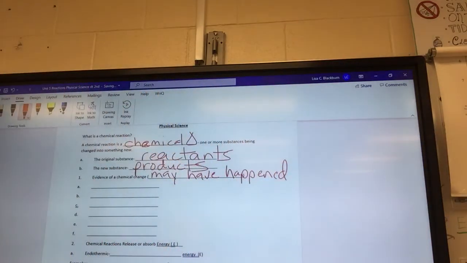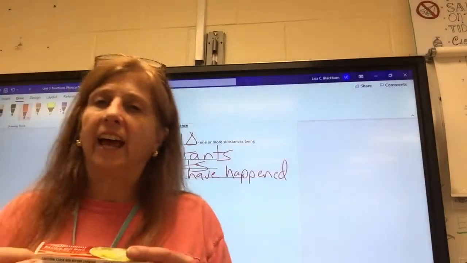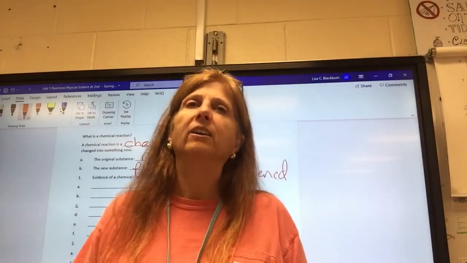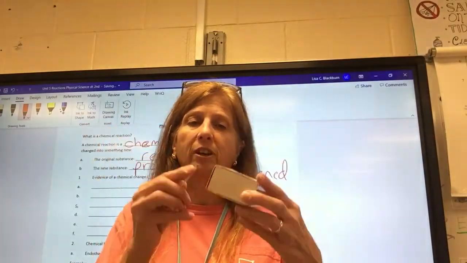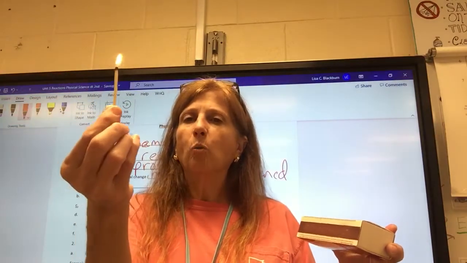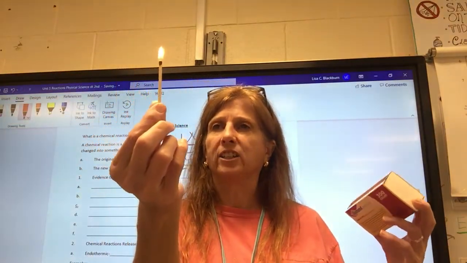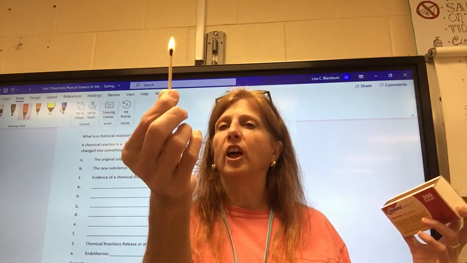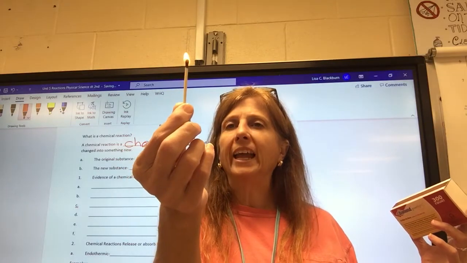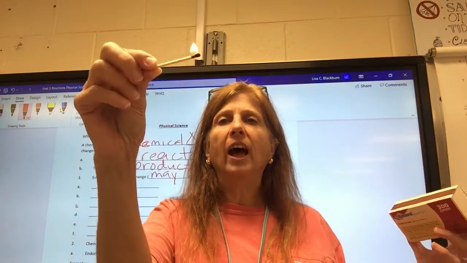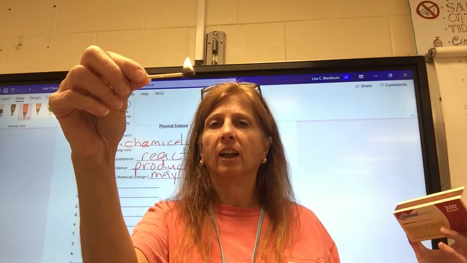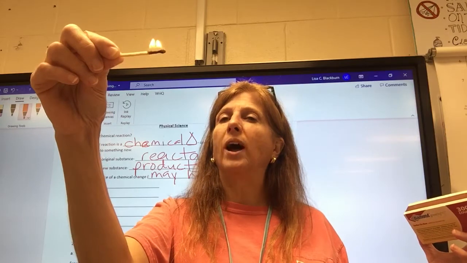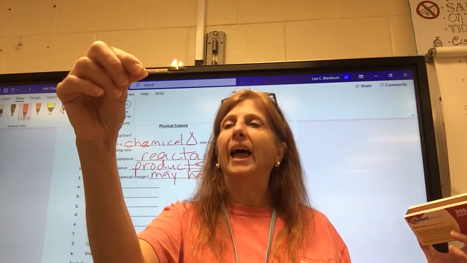So I'm going to do a chemical reaction and I want you to look at it and tell me what the evidence of this chemical reaction is. You ready? Here's a chemical reaction. There's a flame. Well, how do you know it's a flame? What's it giving off? Heat and light. What else? The color. There's a color change. The match was green and brown. Now there's black and orange.